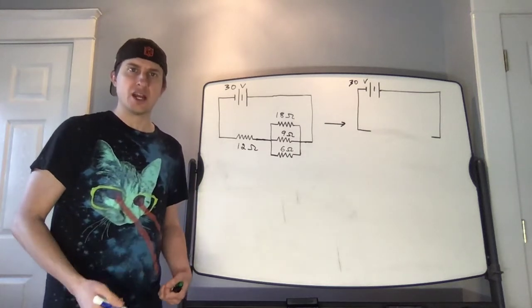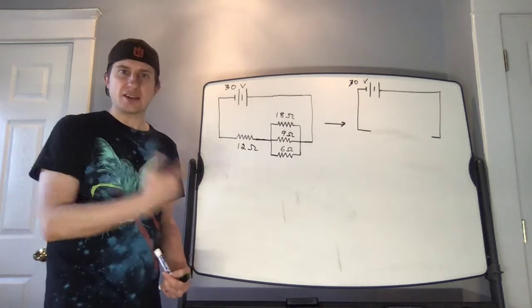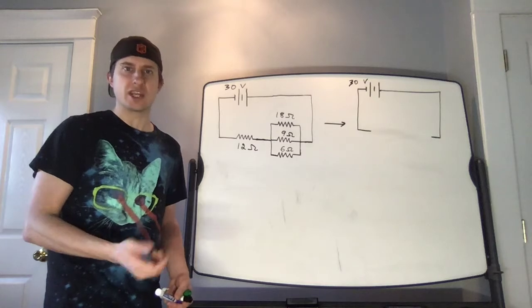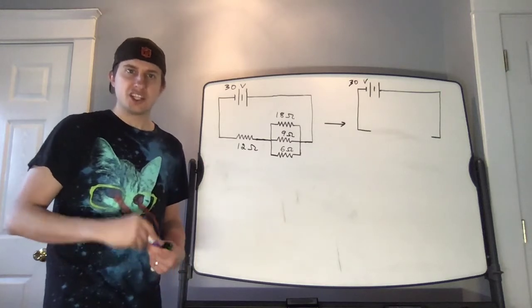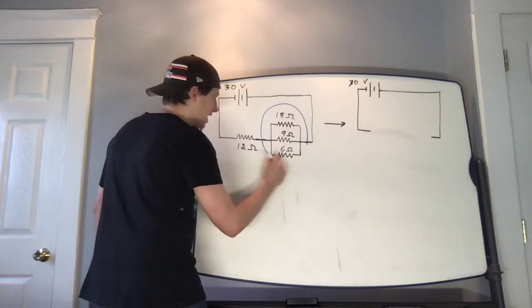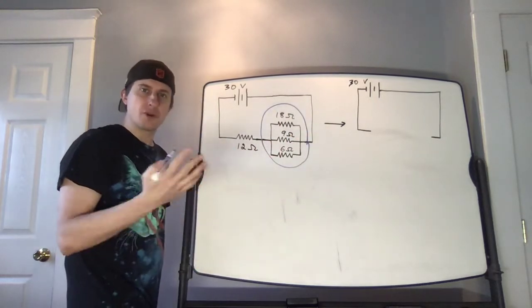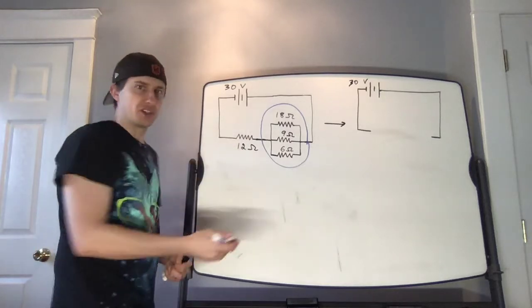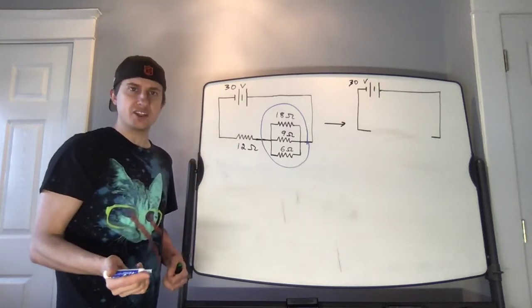parallel with each other. However, if I look at subsets of these resistors, I can find some resistors that are in series or parallel. Specifically, the 3 resistors on the right, the 18, the 9, and the 6 ohm resistor, are in parallel with each other. So first I will combine these 3 resistors into a single equivalent resistor.